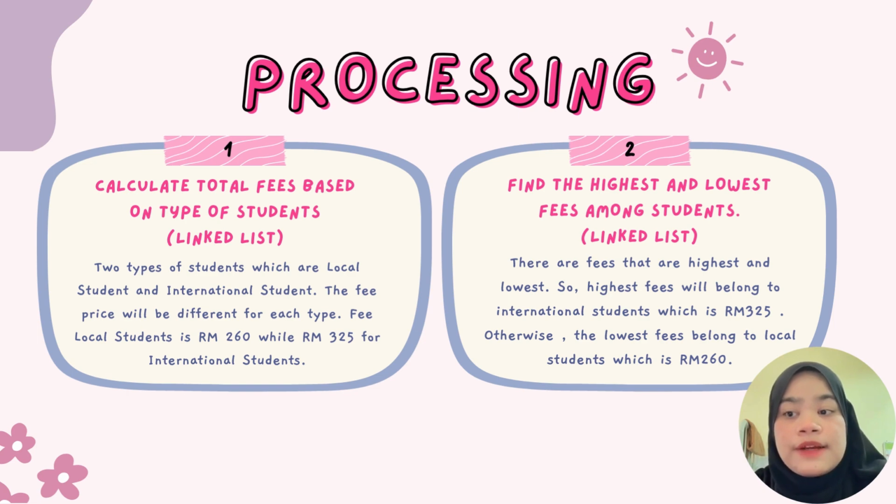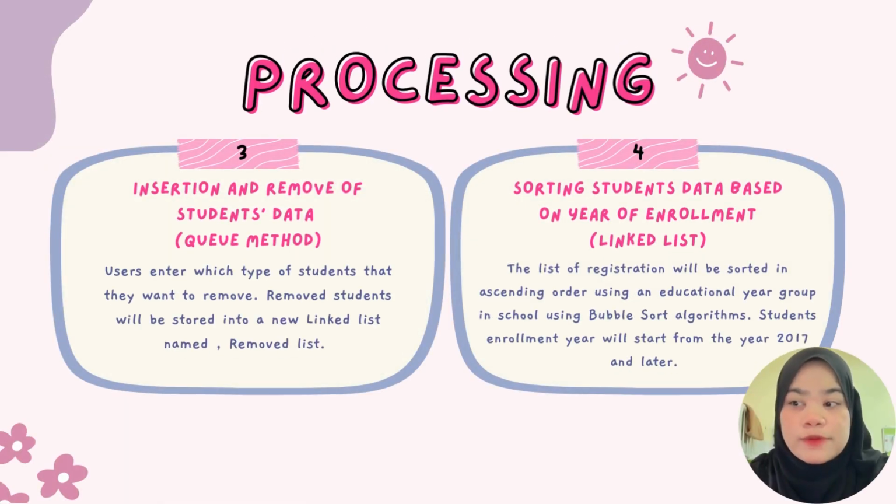So the next one is find the highest and lowest fees among students, which is also linked list. There are fees that are highest and lowest. So highest will belong to international students, which is 325, and otherwise the lowest fees belong to local student, which is 260. So for the insertion and removal of students' data, we're using queue method, and users enter which type of students that they want to remove. So the removed students will be stored into a new linked list, which is remove list.